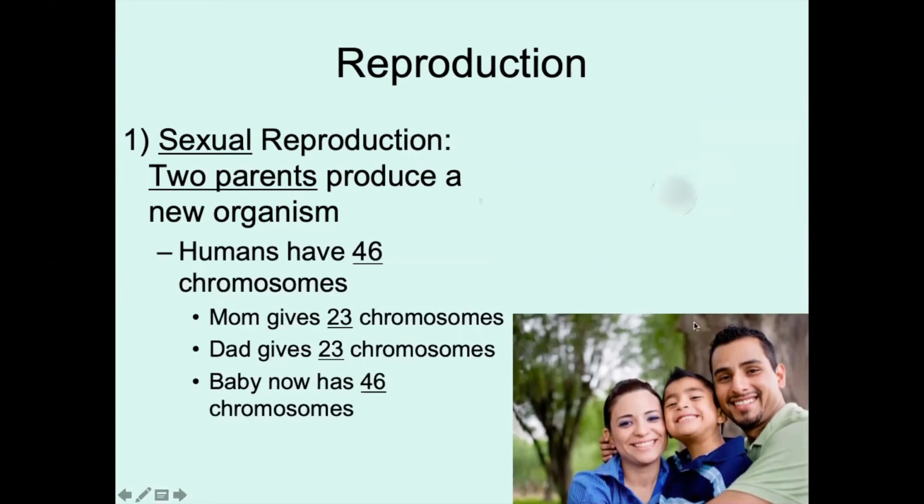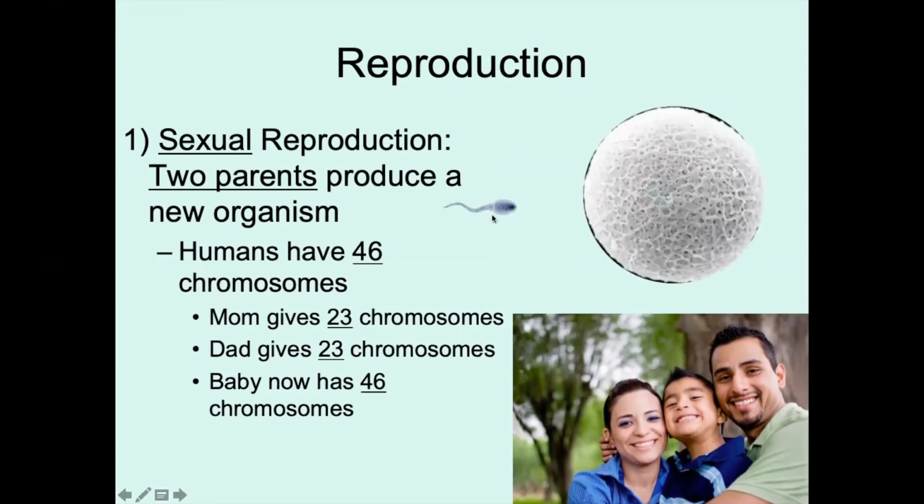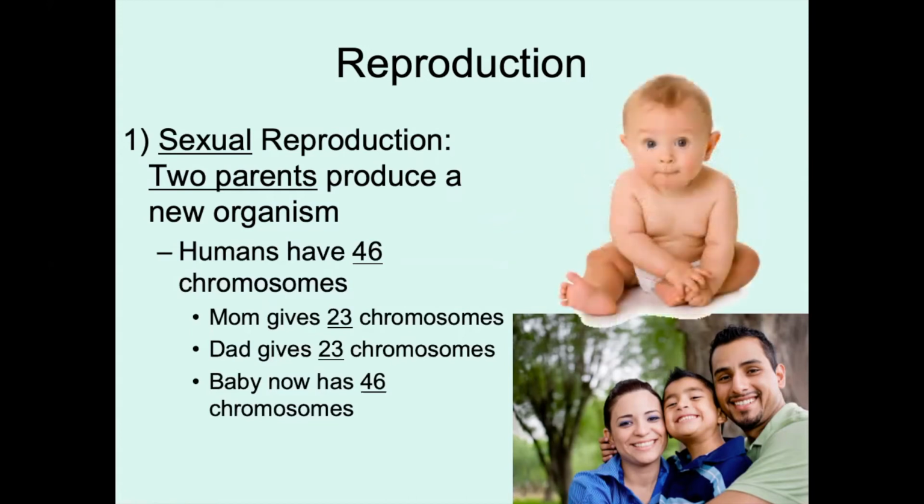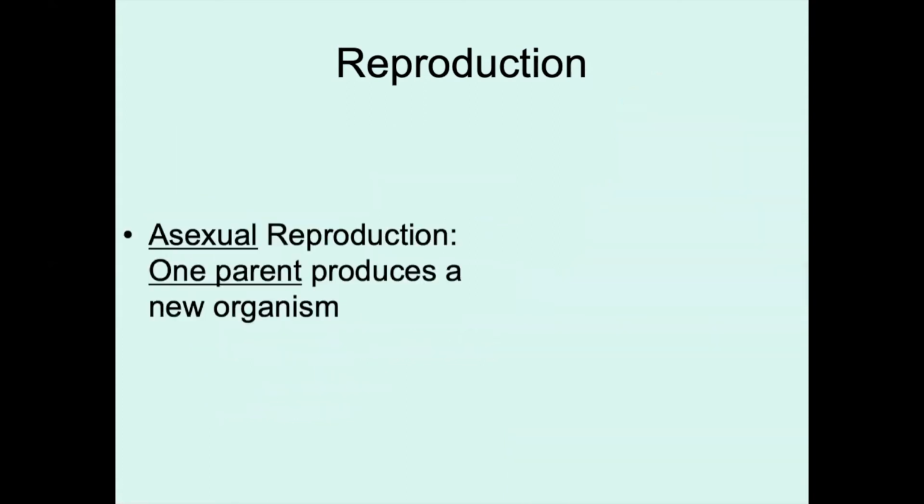All right, so animate that. Sperm from dad, egg from mom. They each have 23. Put them together. 23 plus 23 equals 46. And we now are going to grow a person. Aw, how cute. Moving on.